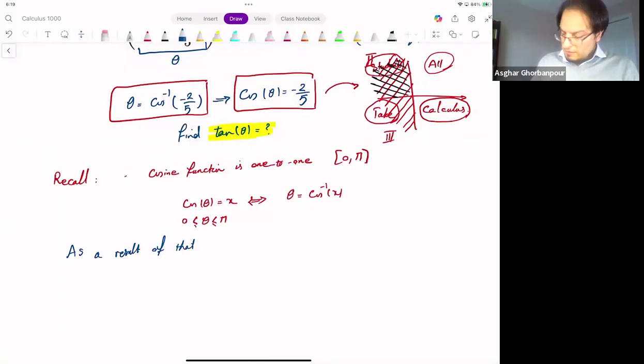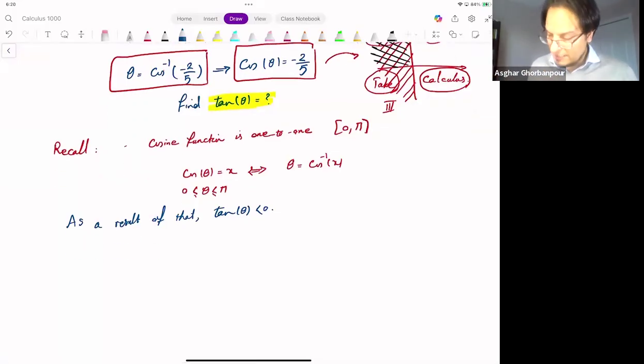As a result of that, tan of theta, now we are in the second quadrant, and we know that out of sine, cosine, and tan, only sine is positive there. So then tan would be a negative number. So tan of theta will be a negative number. That's one piece of information that we needed to get out of the way and then figure out the other stuff.